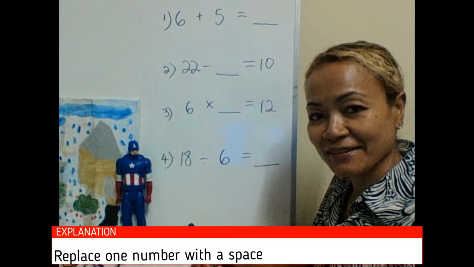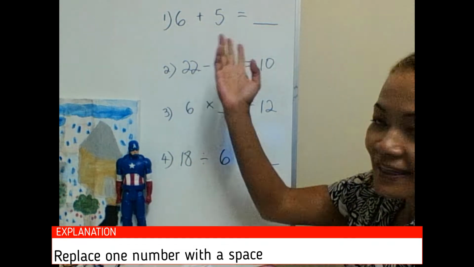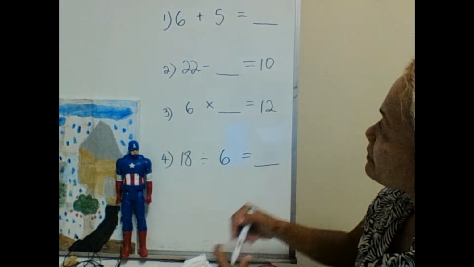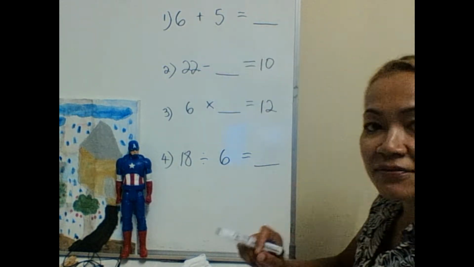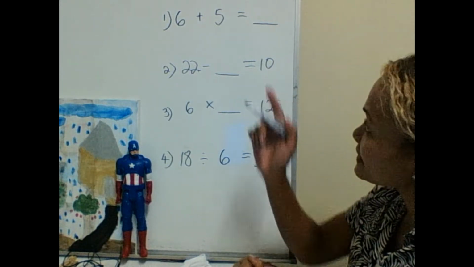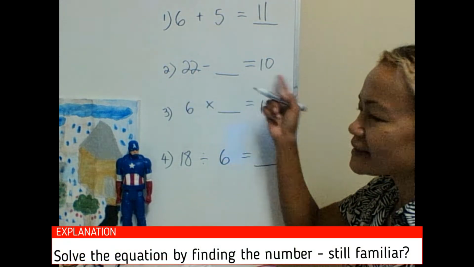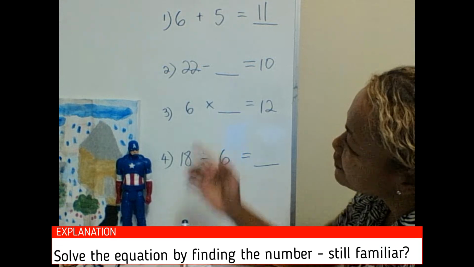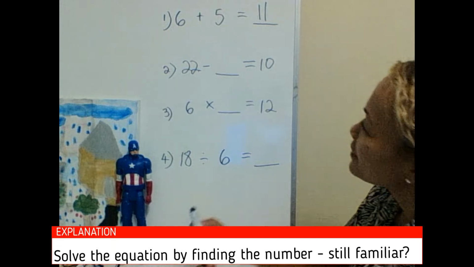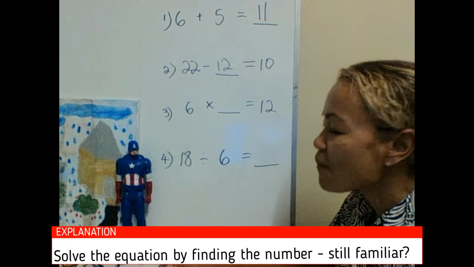Okay, so if we were given something like this, then because these are fairly simple, and in the past you would have got similar ones, 6 and 5, you can already do that. 5 and 5 is 10, just add an extra 1 because 1 is a 6, and of course you get 11. 22 minus what is equal to 10? You know this 22 is made up of 10 and a 12. So you know that if you take out the 12, you get 10.